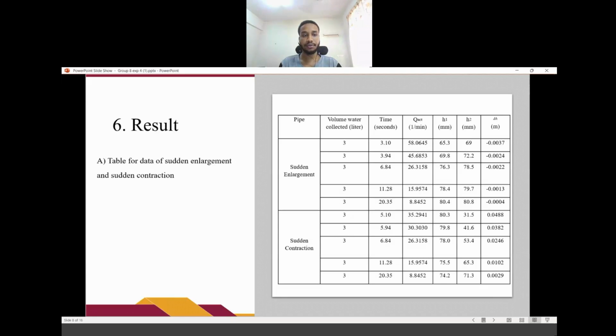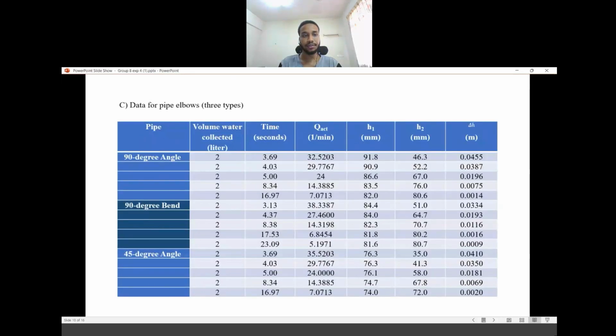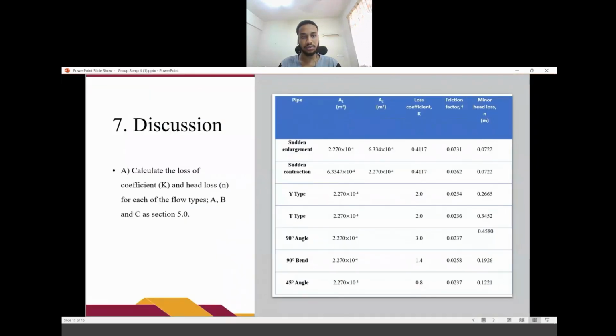For the first table, we have the data for the sudden enlargement and a sudden contraction. We have calculated for Q actual and delta H. Next is a table for data of different pipe types, Y type and T type. We did the same and calculated the Q actual and delta H. Data for the pipe elbows is the next, for which we calculated Q actual and delta H as well.